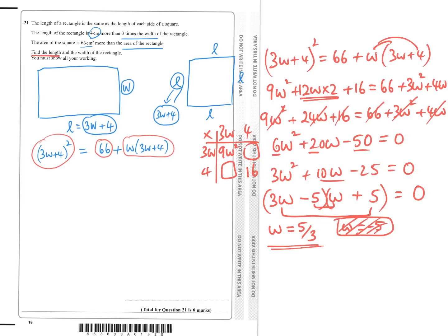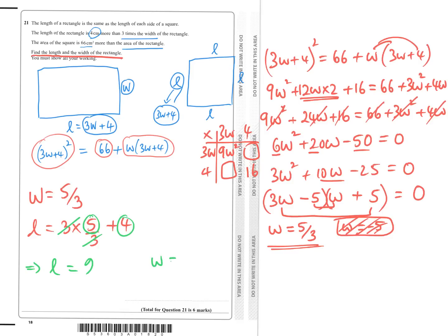It says find the length and the width of the rectangle. Well, the width is going to be 5/3 centimetres, and the length is going to be 3 of those plus 4. Well, that's nice because these cancel, and that gives us that the length is 5 and 4, which is 9. So I'd say width is 5/3 of a centimetre, and the length is 9 centimetres.